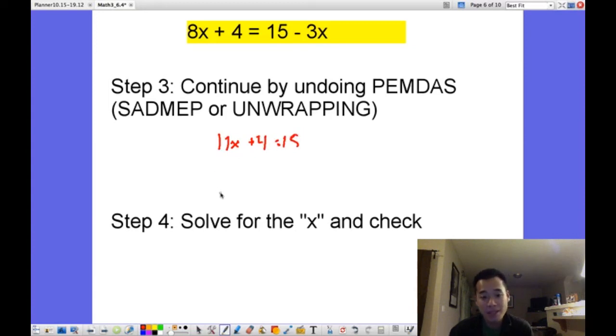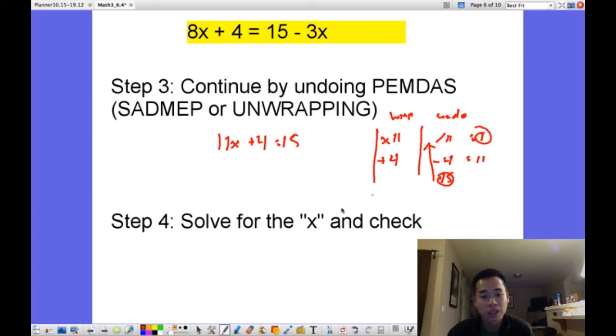In order to unwrap this, undo this, I know that the first thing that happens, I'm going to quickly draw my table. The first thing that happens to my x is being multiplied by 11 and then being increased by 4. The result is 15. So this is wrap, this is undo. So just like we practiced a couple weeks ago, 15, the opposite of adding 4, minus 4. The opposite of multiplying by 11, divide by 11, and then I take my results and I just run it up the undo column. So 15 minus 4 is 11. 11 divided by 11 is 1. So my final answer is 1. x is equal to 1.